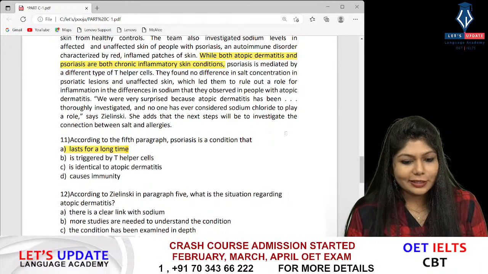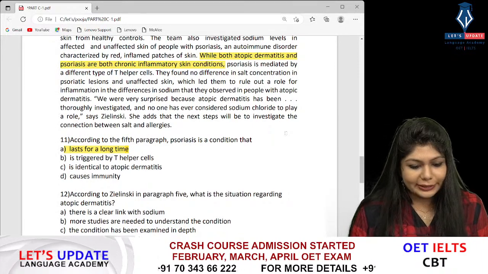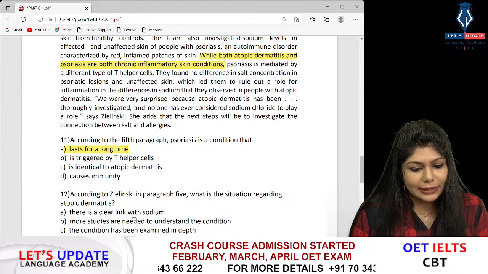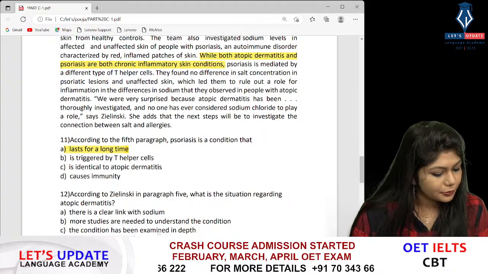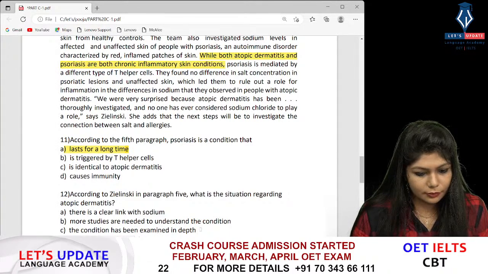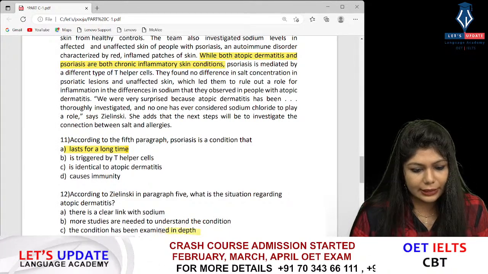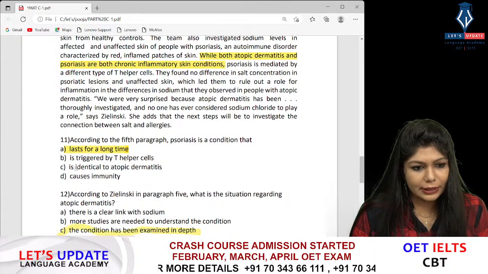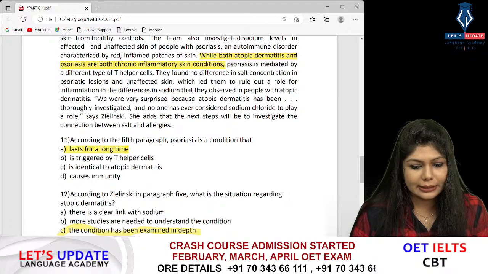So what do you think the answer is? The answer is C, the condition has been examined in depth. That is the correct answer.